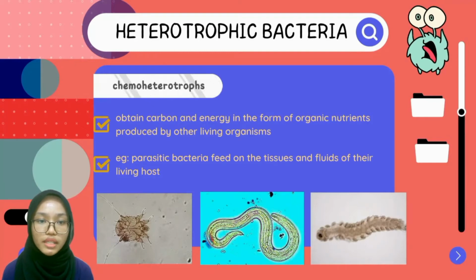The chemoheterotroph bacteria obtain carbon and energy in the form of organic nutrients from other living organisms. So, these bacteria need to consume other organisms in order to survive. For example, parasitic bacteria feed on the tissues and fluids of their living hosts. Here are some pictures of the parasitic bacteria.